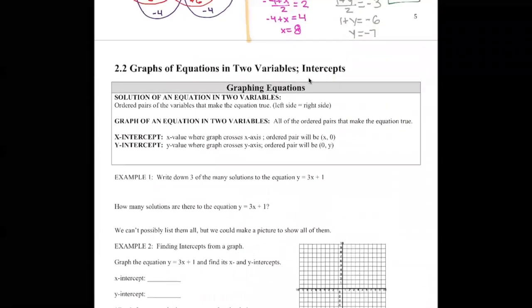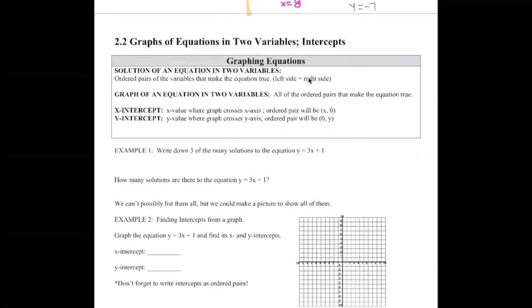Hi guys, welcome back. We're going to go ahead and start our notes in section 2.2, graphs of equations in two variables. The majority of this is review. There is just one thing on symmetry that will be new as we get to the third page.